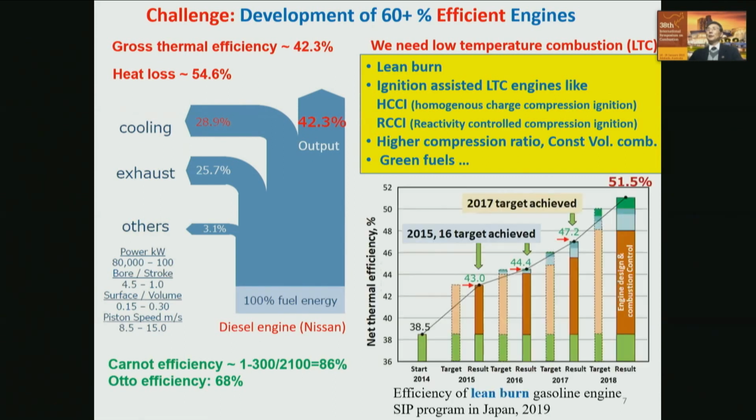A good example is the research from Japan by the Science Innovation Group. You can see that in the last 4 years, by using lean burn and engine combustion control, the efficiency was improved from 38.5% all the way to more than 50%. This is great progress. Nevertheless, we have a long way to go.